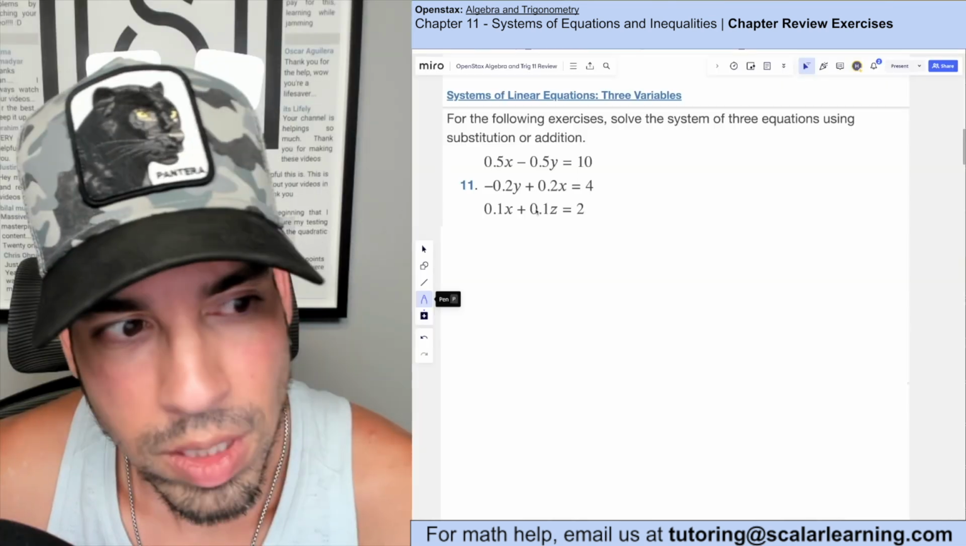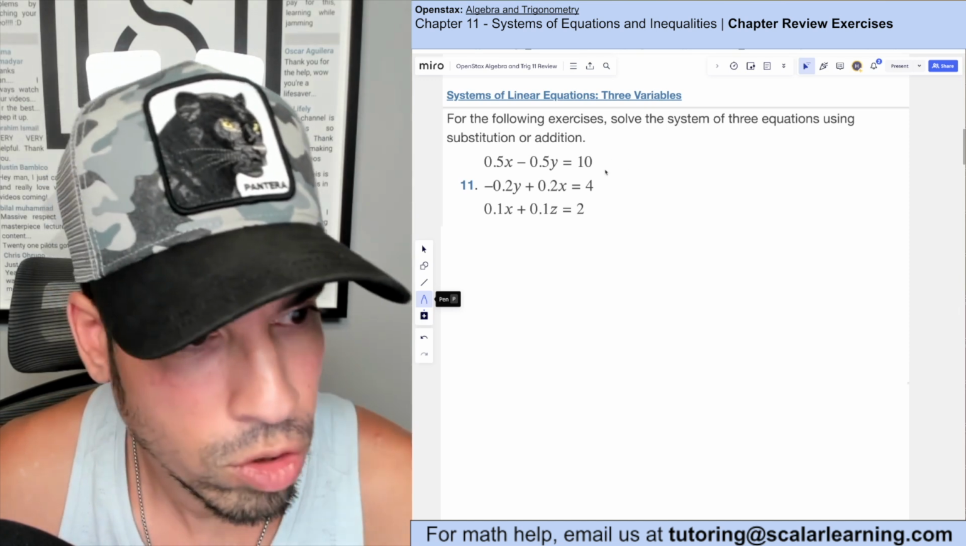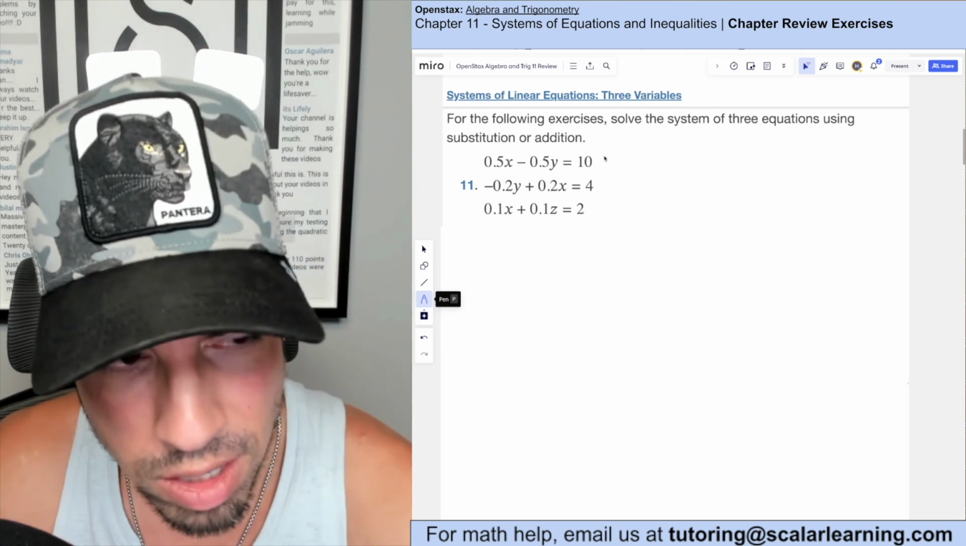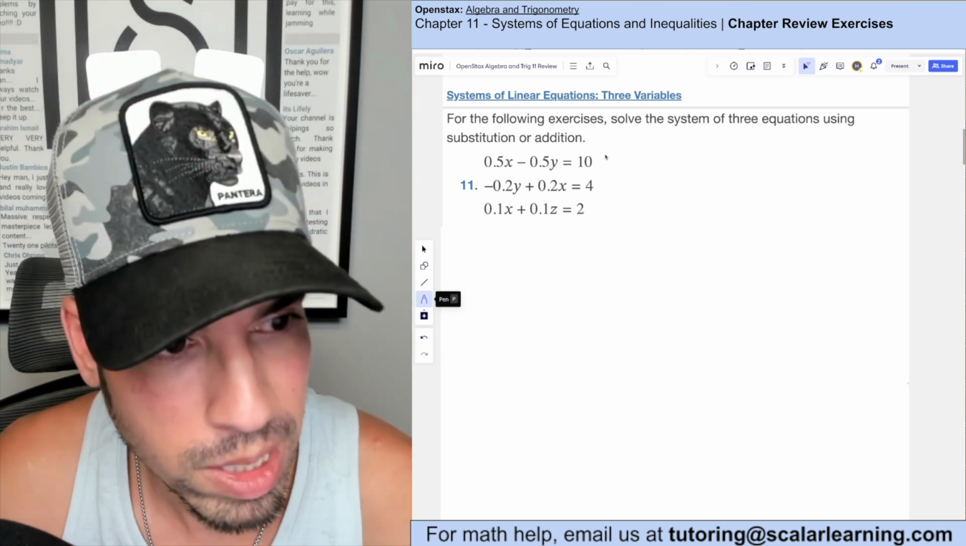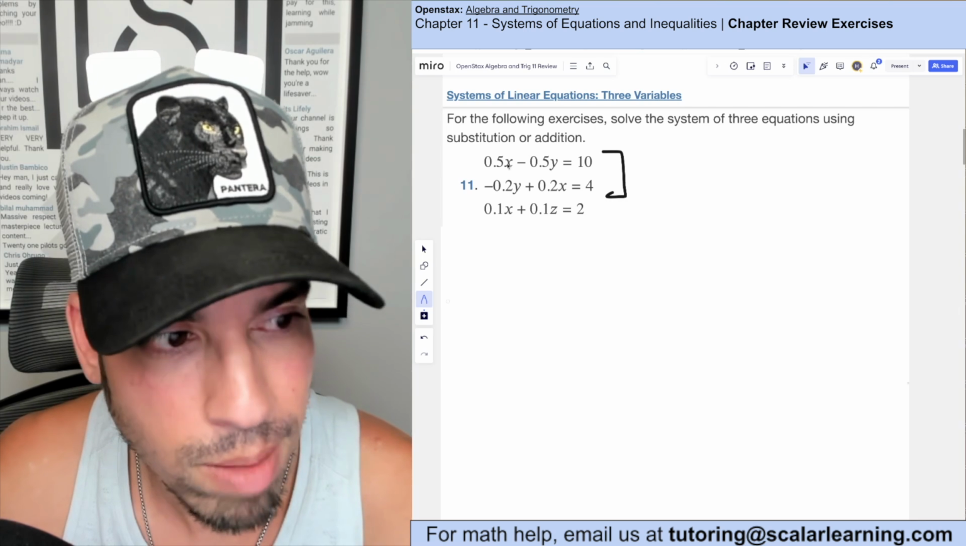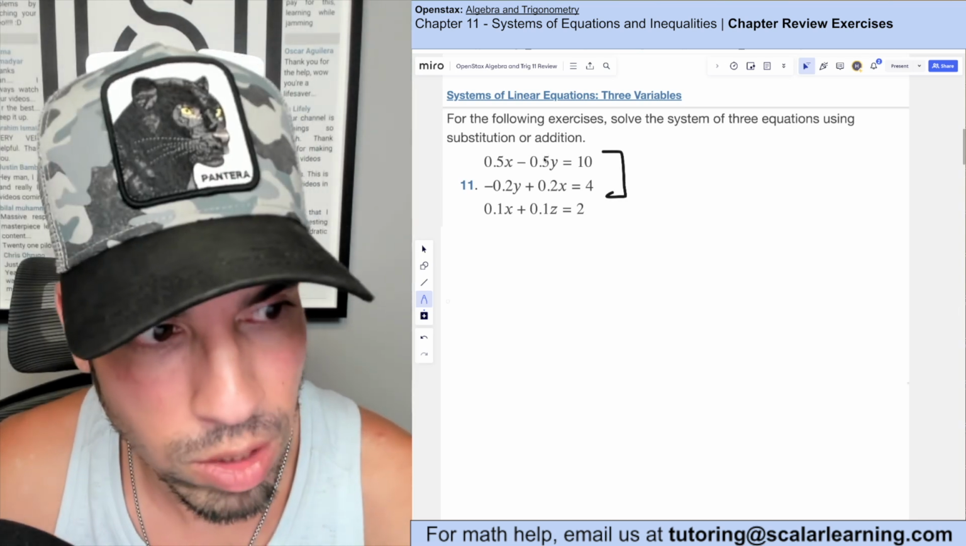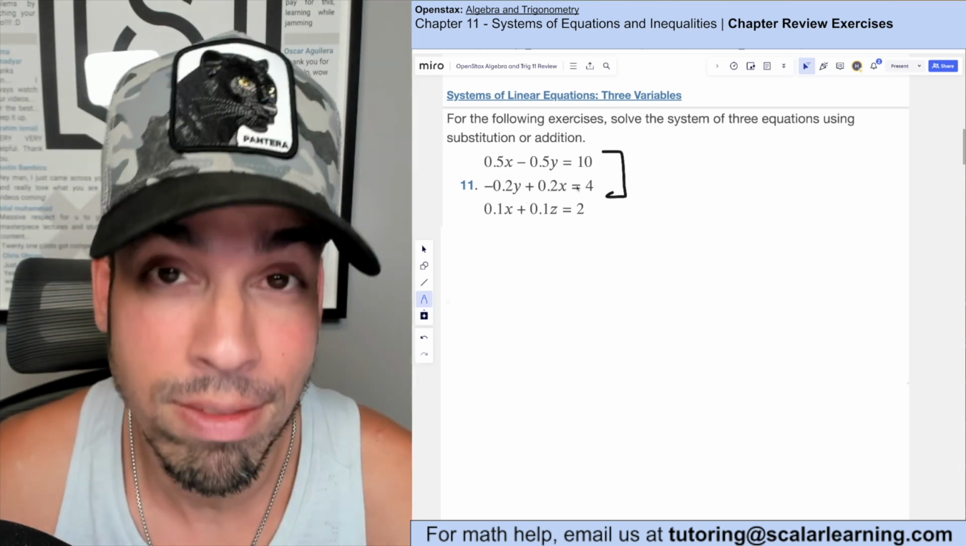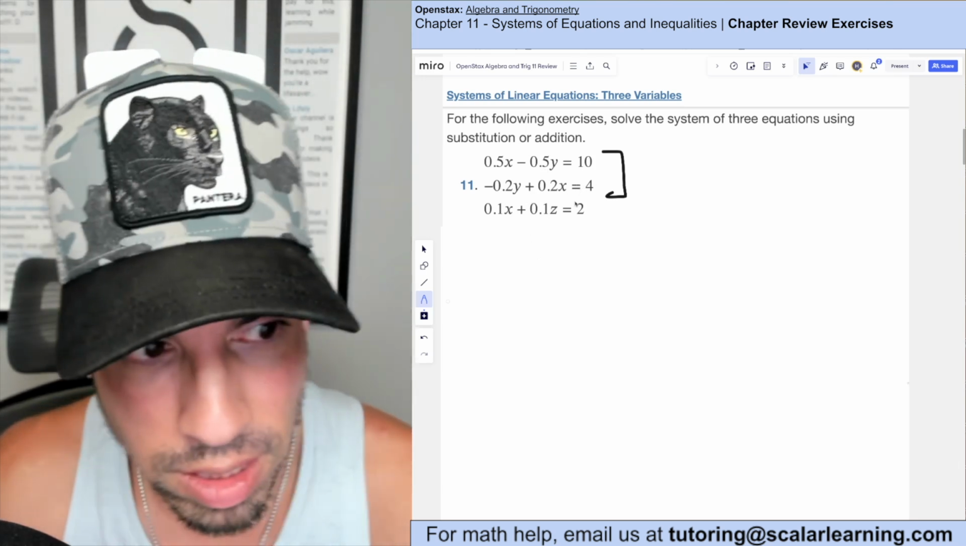Done. So for these triple systems, what I like to do is separate the equations normally into two groups. But here, we have a special situation because I have two equations right at the top that only use x and y. And that's really cool because I can use those two equations right off the bat individually to solve for x and then plug it in at the end to solve for z.